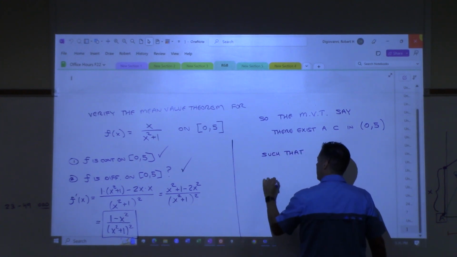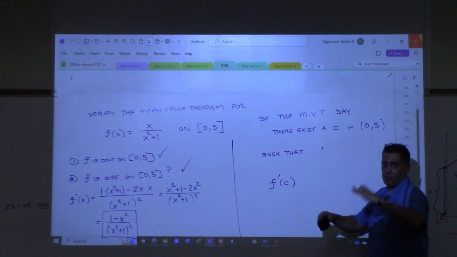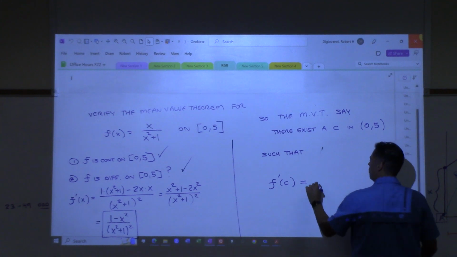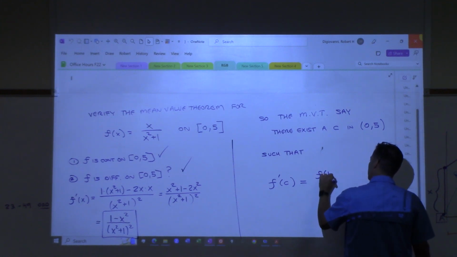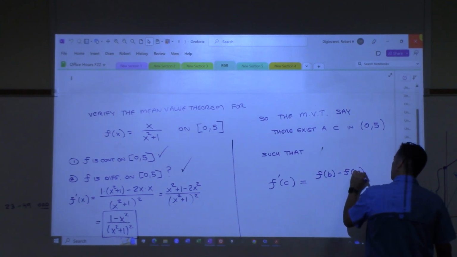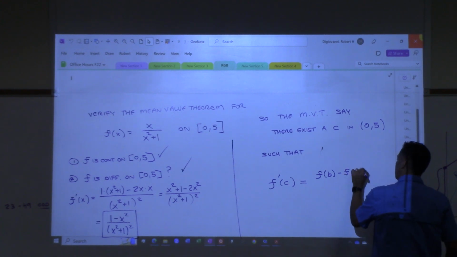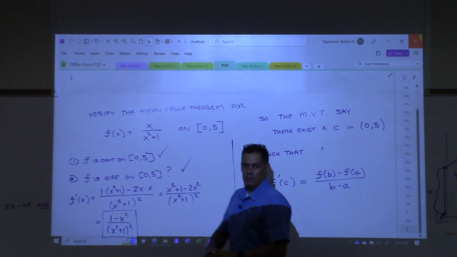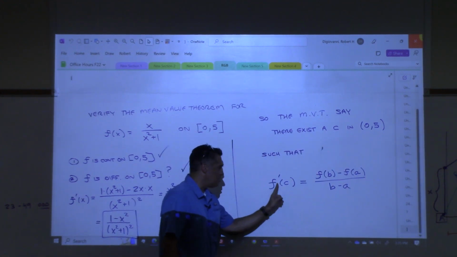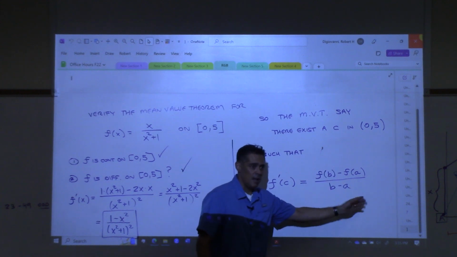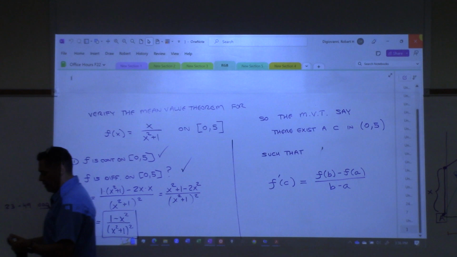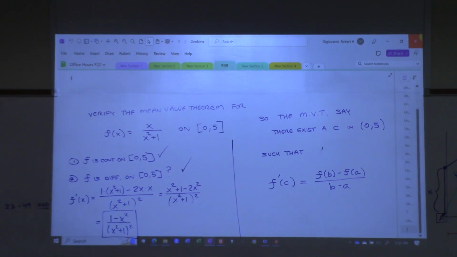The slope of the tangent line at C should be parallel, so it should be equal to the slope of the secant line, which is f of b minus f of a, all over b minus a. Do you all understand? You can write a note if you need to. This is the slope of the tangent line. This is the slope of the secant line. They must be parallel. Somewhere, there's some C that does that. We need to find that C. We are trying to verify this theorem is true, so we need to actually go find that C right now.